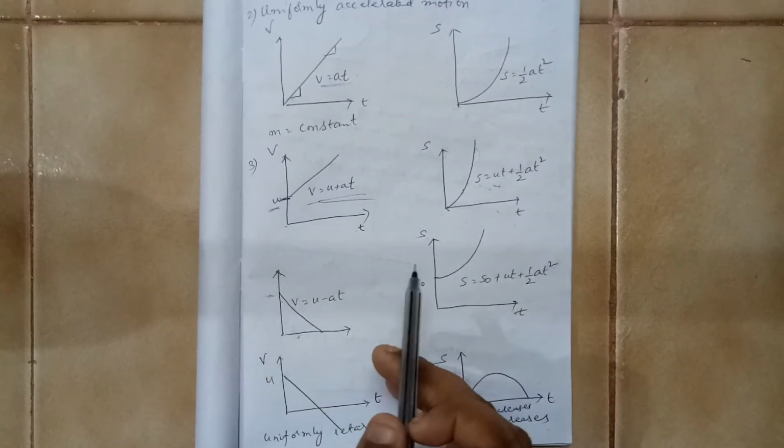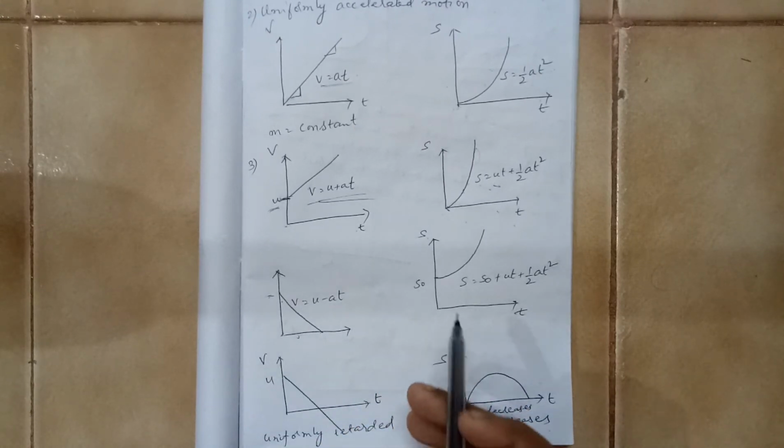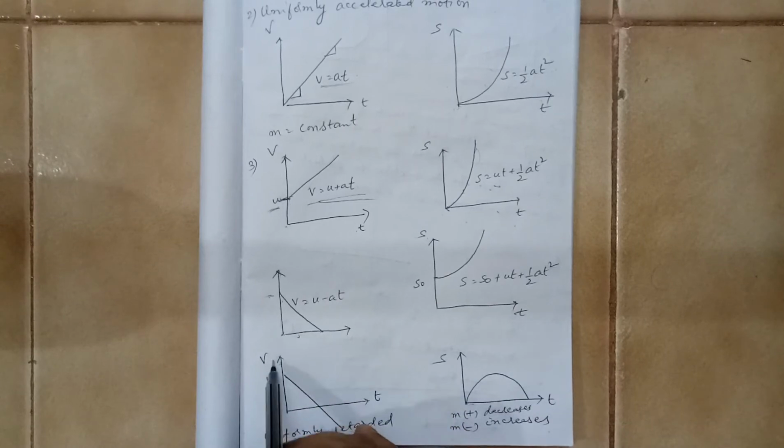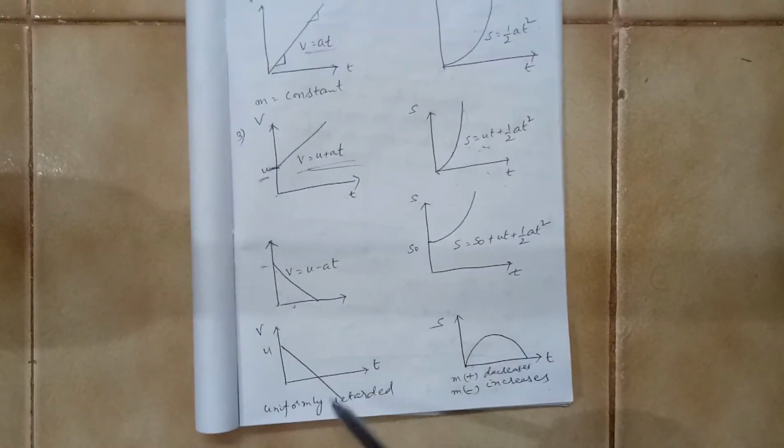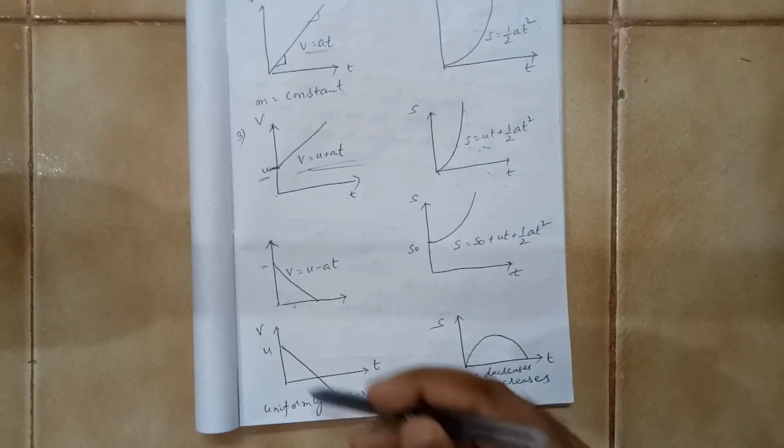That means the object stopped. Okay. Take this VT graph. Here what is happening? The graph is continuing beyond this point. That means it has still not come to rest. It is going in the retardation direction. It is going in the retardation mode, and it's continuing.